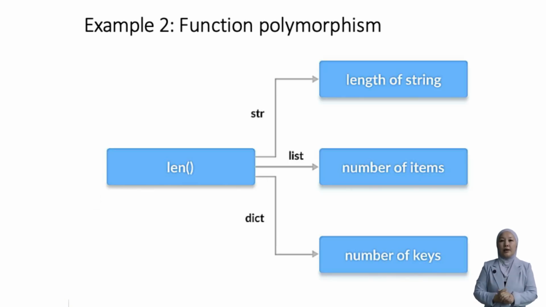This ability to apply a single function to multiple data types simplifies our thinking. We don't need a separate count characters function for strings and a count elements function for lists. One function, len, serves a universal purpose, measuring size. This reduces the mental overhead and the number of functions we must remember, making our code cleaner and more intuitive.